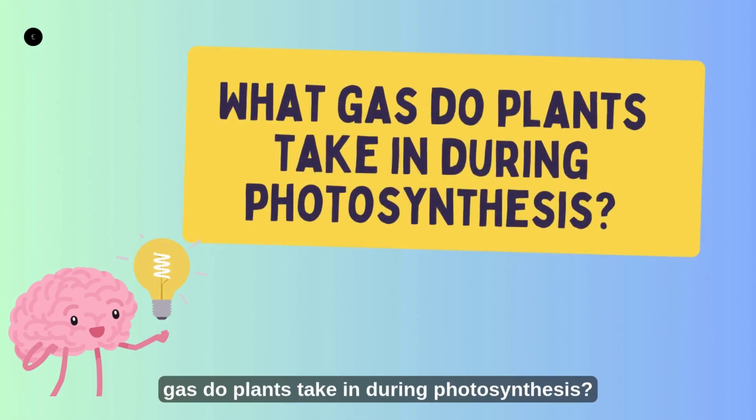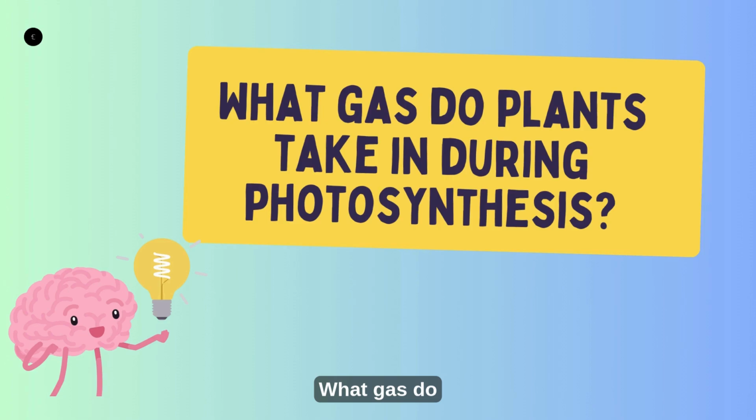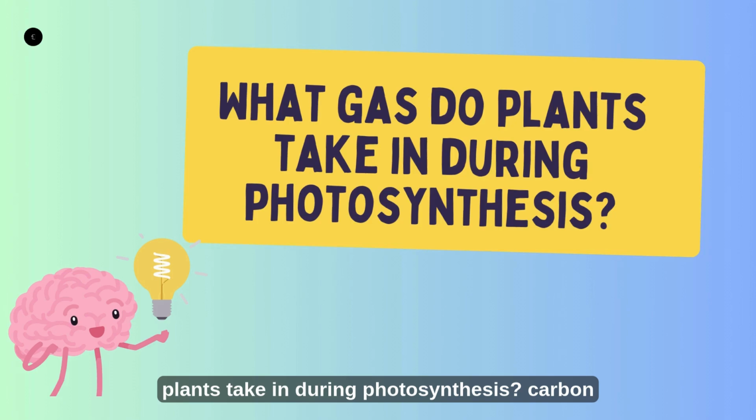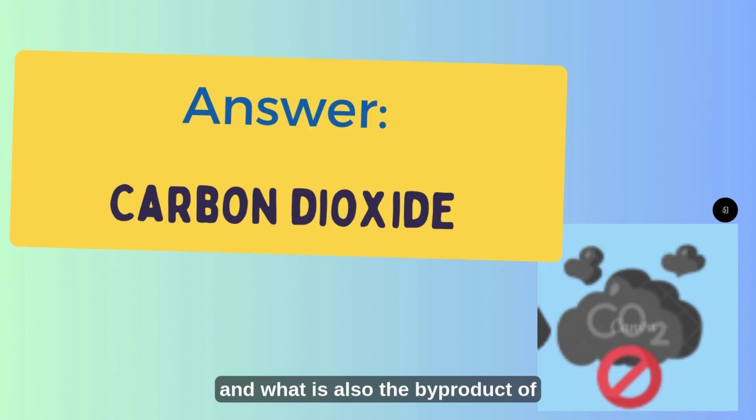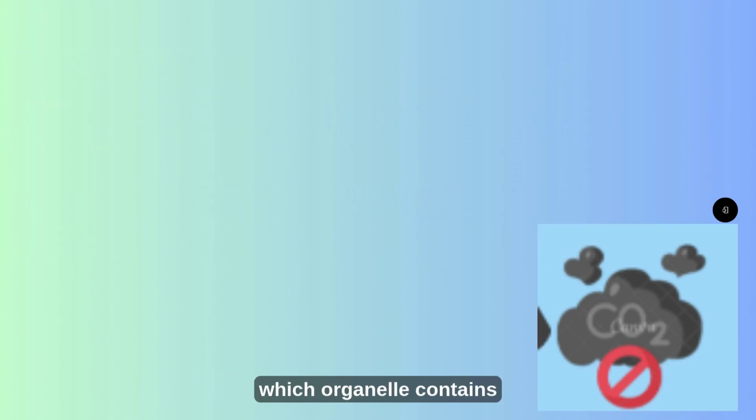What gas do plants take in during photosynthesis? Carbon dioxide, what we breathe out. It is also a byproduct of fossil fuels and the gases that come out of our cars that use fossil fuels. So CO2 is what's being taken in by plants.